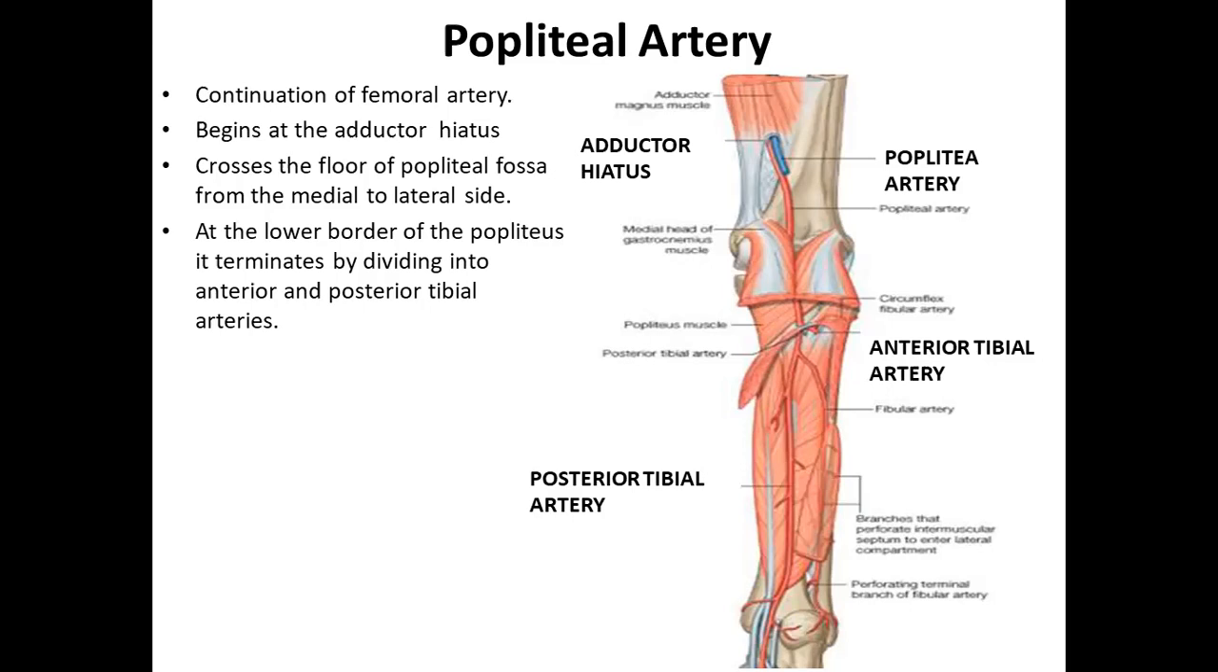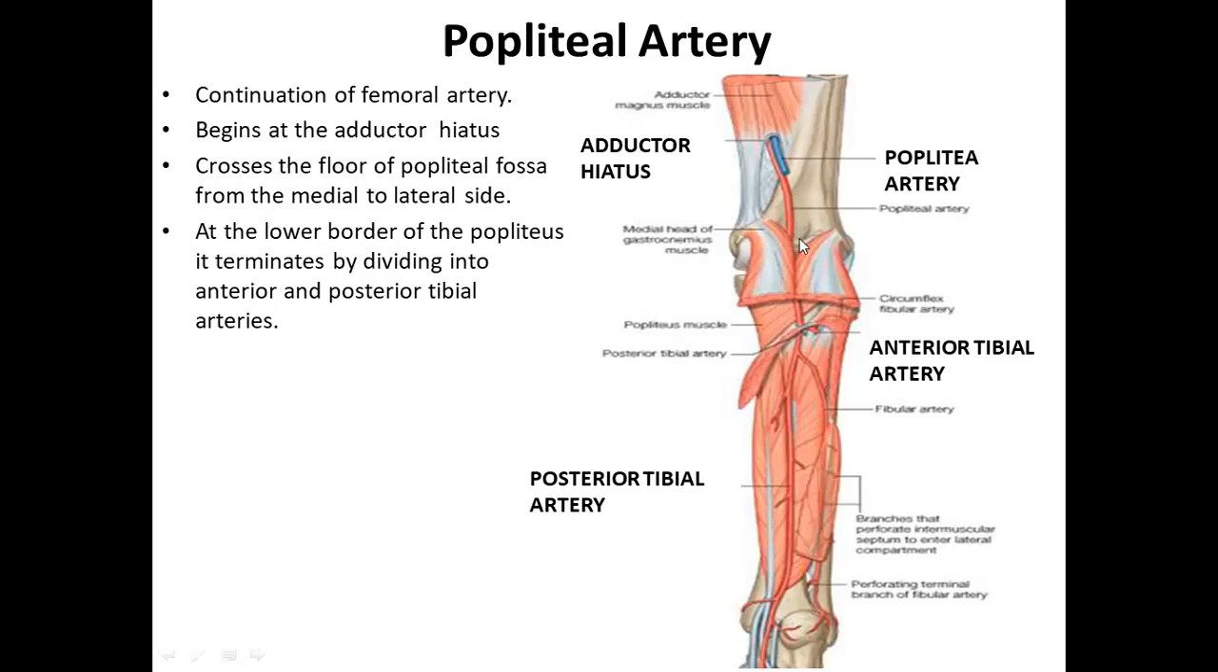When it crosses the adductor hiatus, that is the opening in the adductor magnus muscle. So the popliteal artery is a continuation of the femoral artery. Where does it begin? It begins at the adductor hiatus. Then it crosses the floor of the popliteal fossa. As you've already seen, it crosses it from the medial to the lateral side.